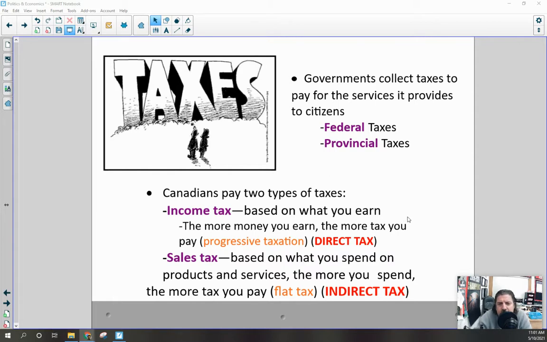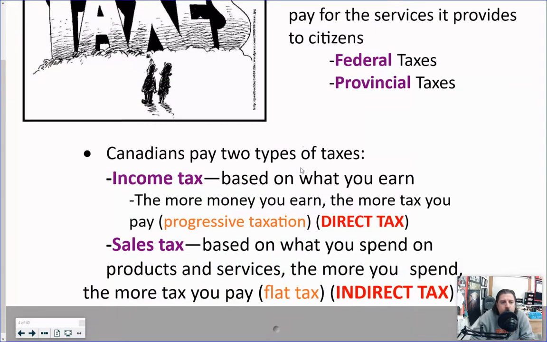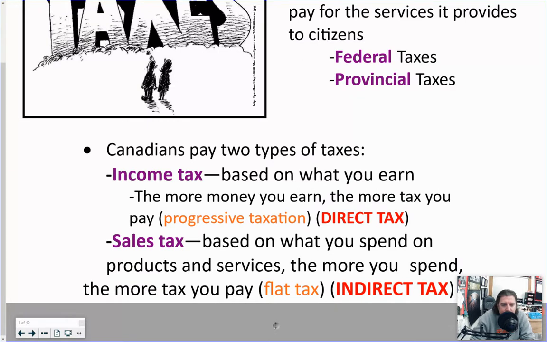All right. There are two types of taxes that you're going to need to remember. The first one is an income tax. An income tax is based on the amount of money that you earn. So the more money that you earn, the more tax you pay. It is known as what is called a direct tax, meaning it comes directly off your paycheck. It is also something called a progressive tax. I'll explain the difference between the progressive and flat a little bit later, but it just means the more money you make, the higher percentage of money is taken off.